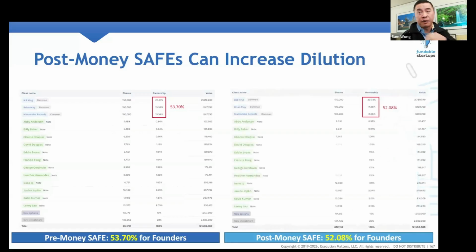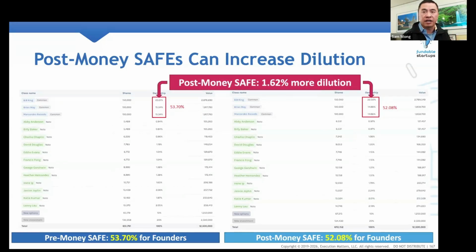Whereas with a post-money safe, the safe that gives founders more dilution, the same situation, the only thing that differs is pre-money versus post-money safe. In the situation on the right, founders keep 52.08%, which is a difference of 1.62%. So founders or employees received 1.62% extra dilution.